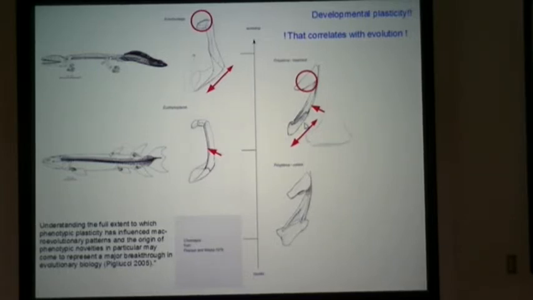And Pigliucci once said, a few years ago, understanding the full extent to which phenotypic plasticity has influenced macroevolutionary patterns and the origin of phenotypic novelties, like the fin and limb in particular, may come to represent a major breakthrough in evolutionary biology. And so this, I would say, is the first example so far of looking at an experimentally derived developmental plasticity that may correlate to a macroevolutionary trend.